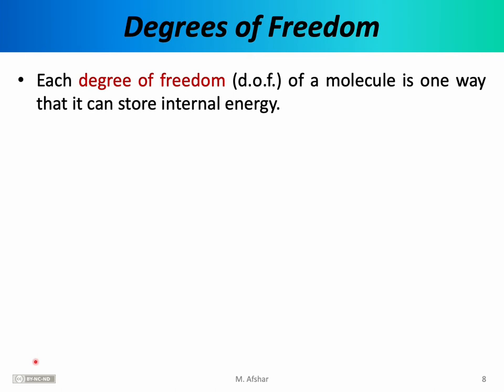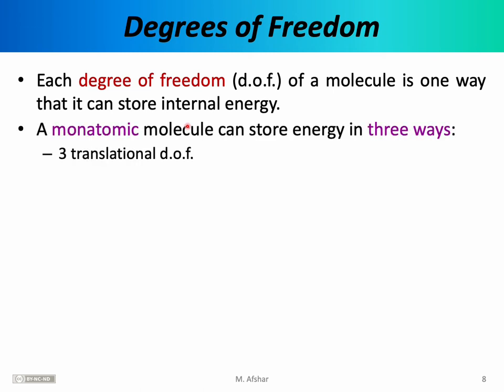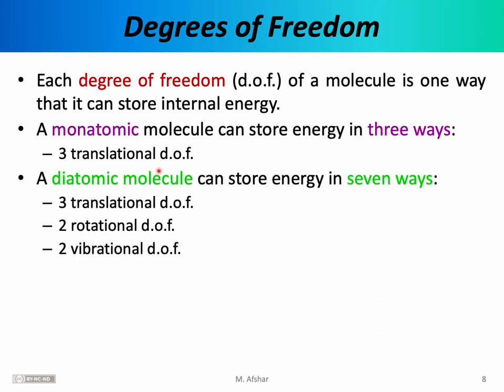Let's summarize our discussion so far. We've been counting the degrees of freedom for different types of molecules. Each degree of freedom is basically a source of energy for that molecule. Each degree of freedom is a way in which that molecule can store internal energy. A monatomic molecule can store energy in 3 ways. There are 3 significant sources of energy for this molecule, and those 3 sources are the 3 translational degrees of freedom that we discussed. A diatomic molecule can store energy in 7 different ways.